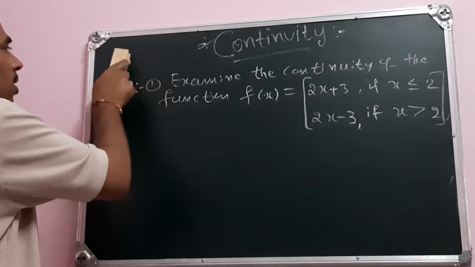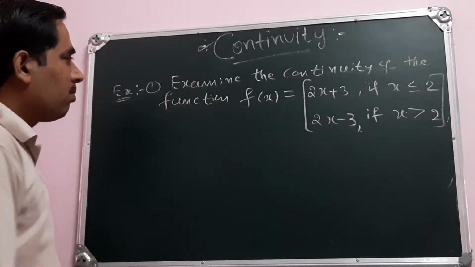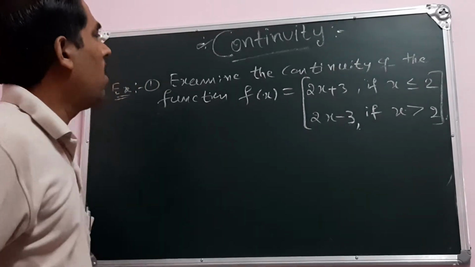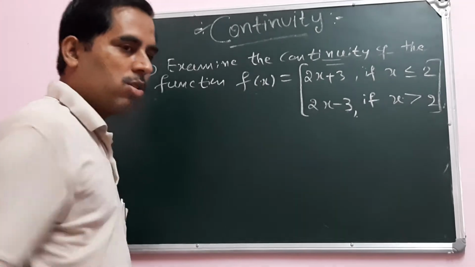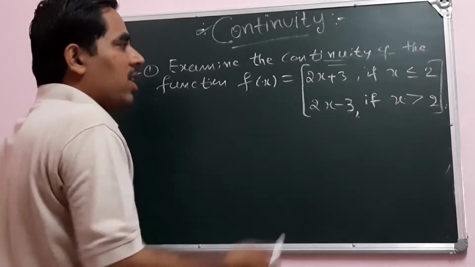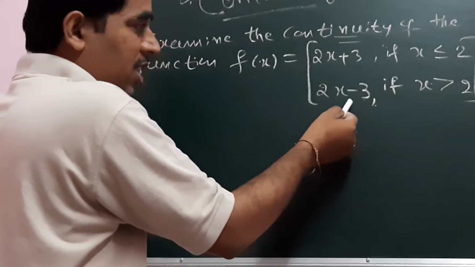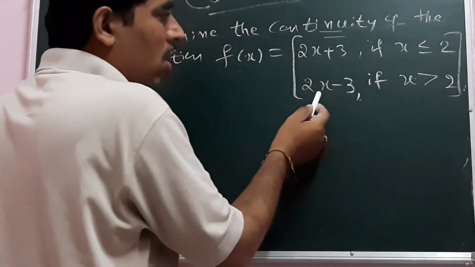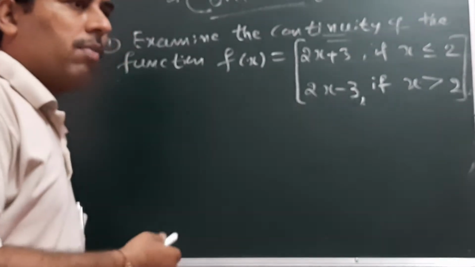One example I have considered here. Let's read the example. Examine the continuity of the function defined as f of x equals 2x plus 3 if x is less than or equal to 2, and 2x minus 3 if x is greater than 2. Here there are 2 things.